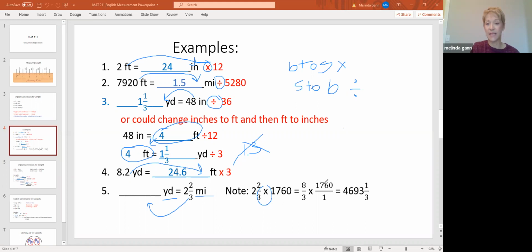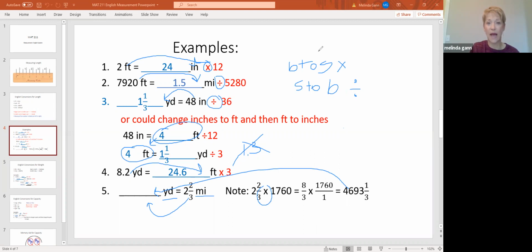So you could say 8 times this number and 3 times this number and then divide, and this is the final answer that I got. So that's the number that I would write down in that blank back over there. Okay? So remember, you've got to know that big to small you multiply and small to big you divide.